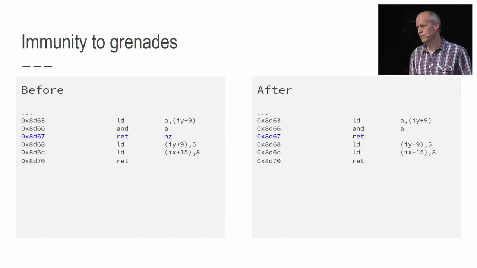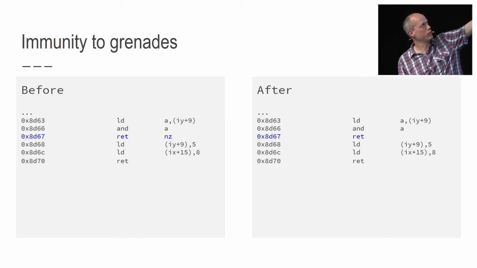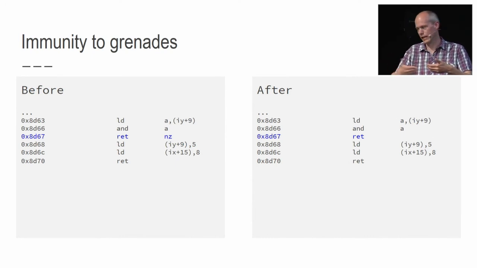Immunity to grenades, that all-important cheat. Again, that's relatively simple. A routine gets called when a grenade blows up. It checks to see whether you're in the same location as the grenade. If you're not, then there's a conditional return NZ. And all I do is just change that so it always returns. So it makes the test to see whether you're there, then it doesn't care, it just returns, so it will never do the rest of the routine that will actually kill you.